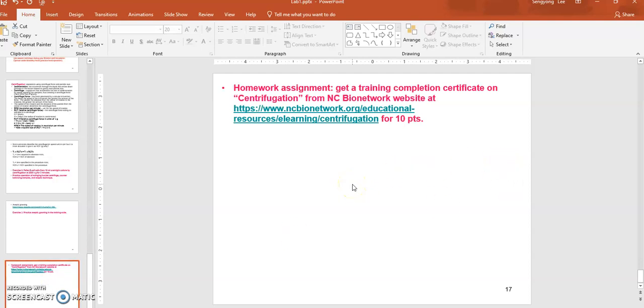And then I have a homework assignment. I want you to visit this website. It talks about the centrifugation process. There's an e-learning training module, so I want you to go through that, get the training completion certificate, and upload it in your course shell. That's going to be a 10-point assignment.